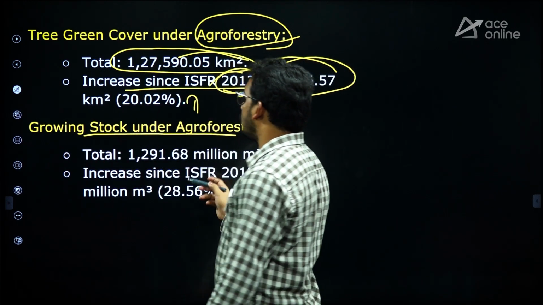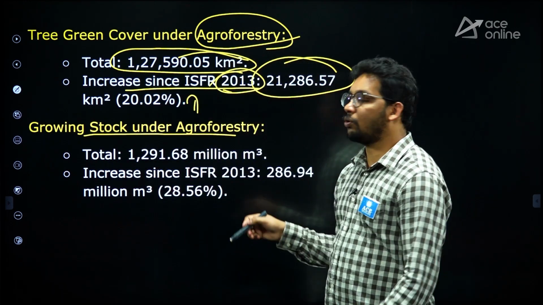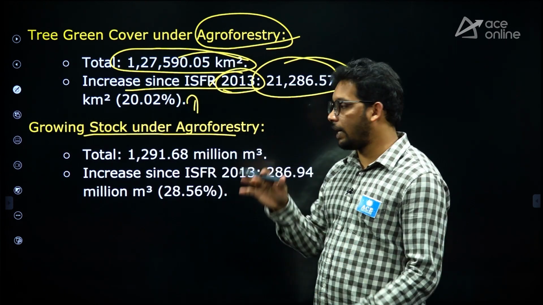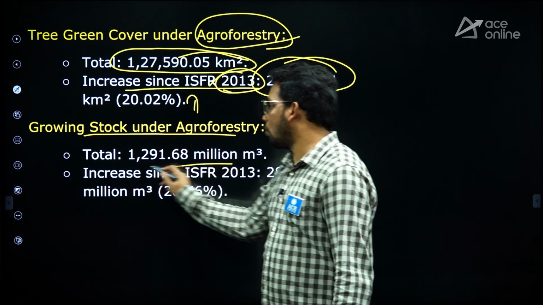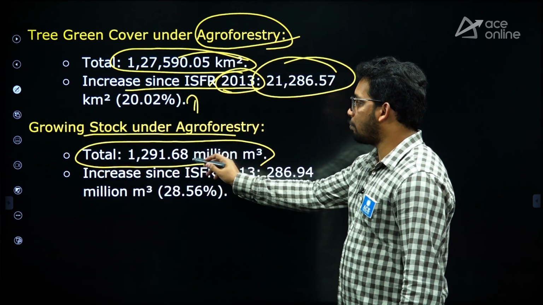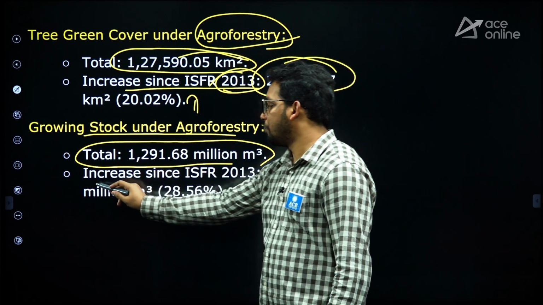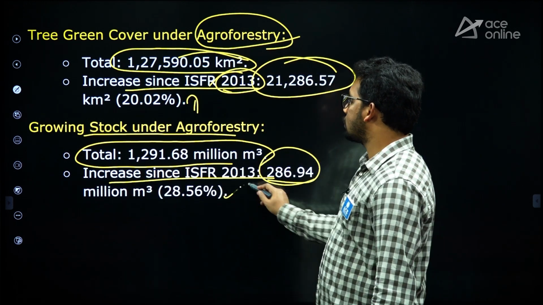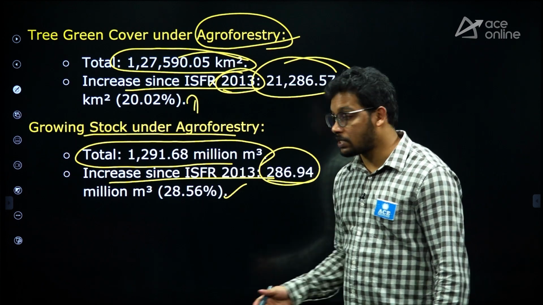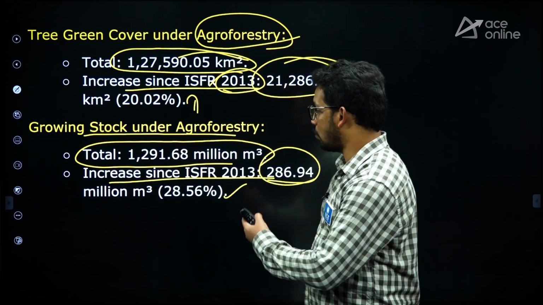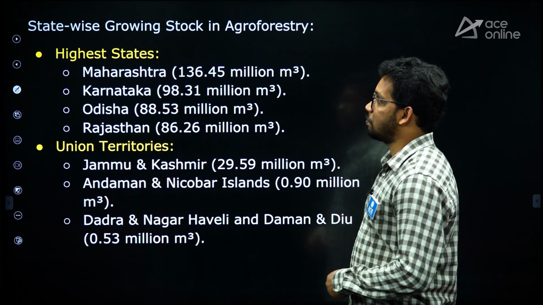And growing stock under agroforestry. Growing stock means what? It is a volume, area into the total height of the tree. So the total volume under agroforestry is 1291.68 million meter cube, and the increase since 2013 is 286, that is 28.56% increase of growing stock we have able to increase. So again, this is also a positive aspect.